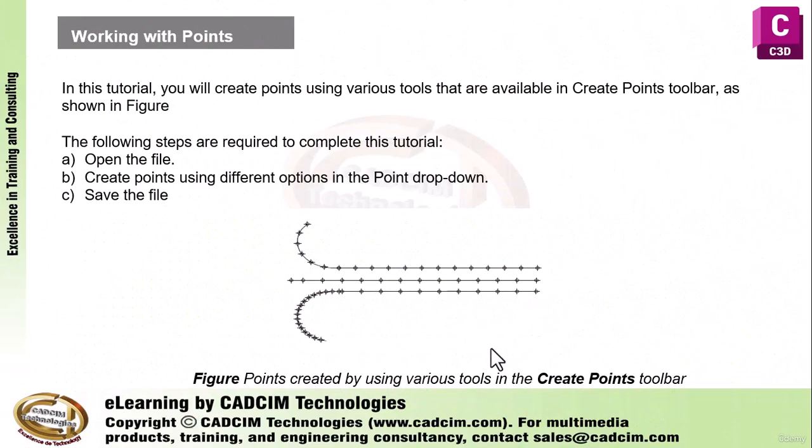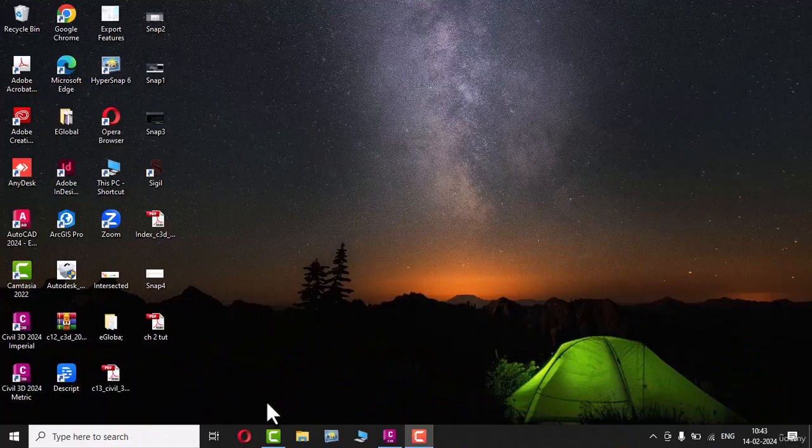Hello everyone. In this tutorial, you will create points using various tools that are available in Create Points toolbar, as shown in this figure. To complete this tutorial, you have to follow the following steps. First of all, you have to open the file, then create points using different options in the point drop-down, and at last, you'll save the file. Now let's start the tutorial.